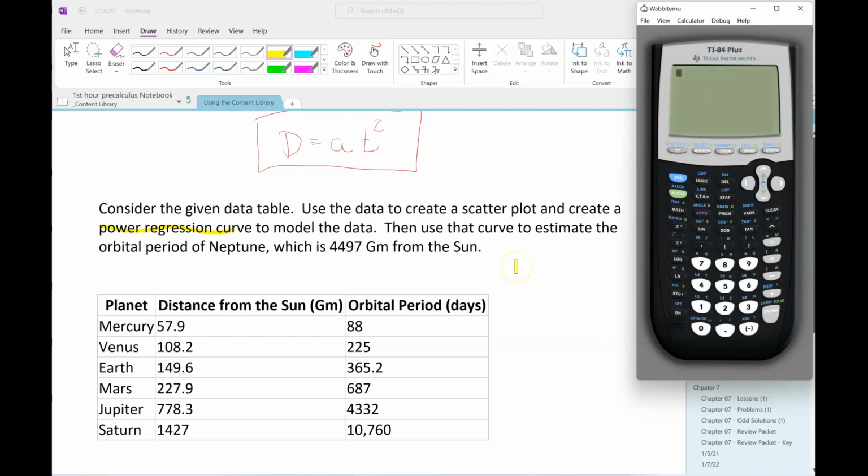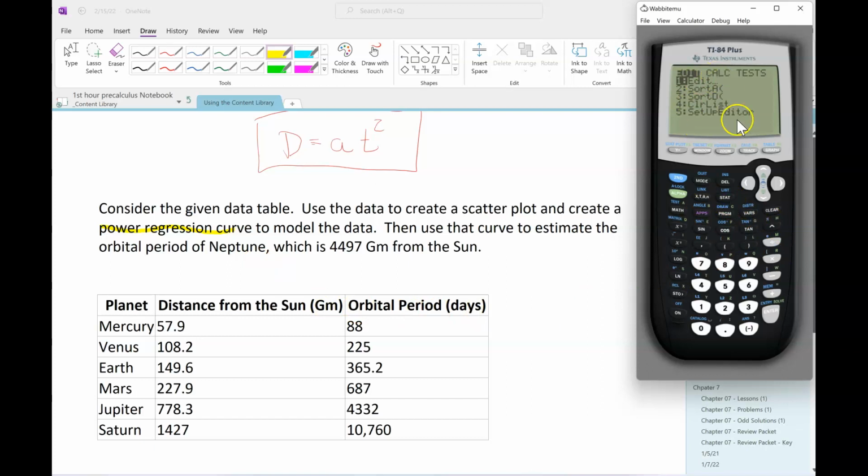I'm not even going to bother looking at the scatter plot because it told me the kind of regression curve to use. If it didn't tell me, then looking at the scatter plot would be a really necessary step. But it told me to use a power, so I'm not going to bother looking at the scatter plot. Really, the only point of looking at the scatter plot is to be able to choose the model.